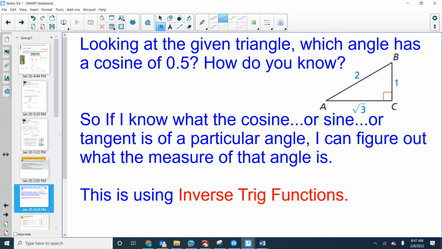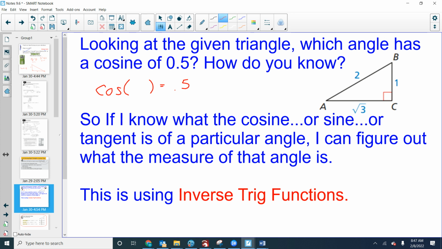So looking at the given triangle, which angle has a cosine of 0.5? So the cosine of what angle is 0.5? Isn't that the question we're answering? What angle should we put our pencil at that has a cosine ratio of 0.5? Which angle? It's never going to be the right angle. Remember, it's always going to be one of the acute angles.